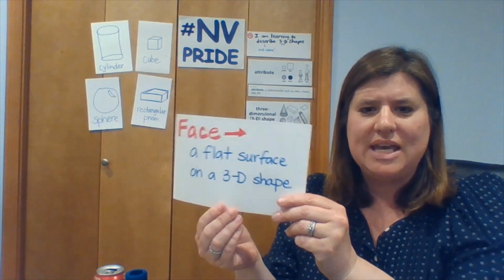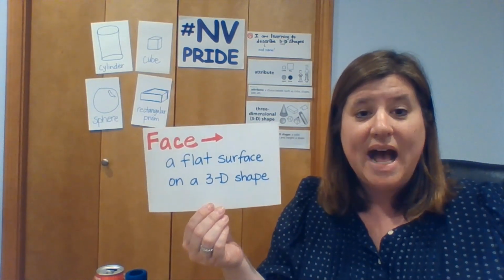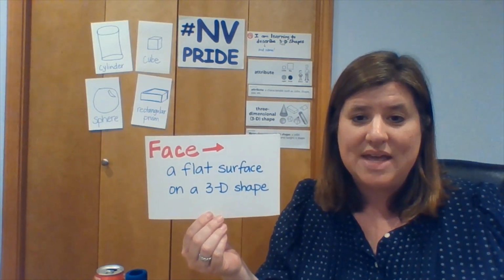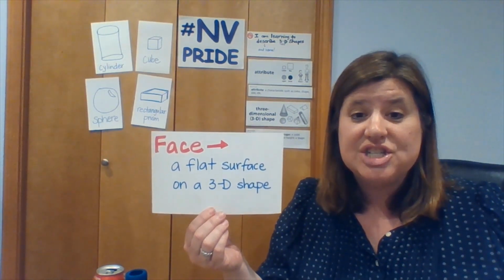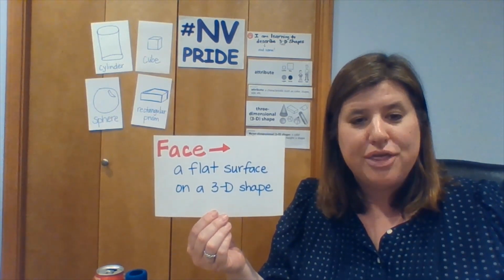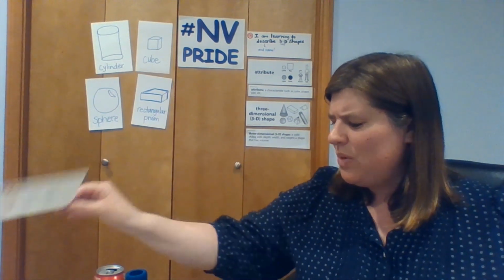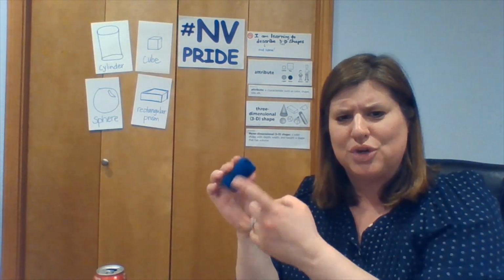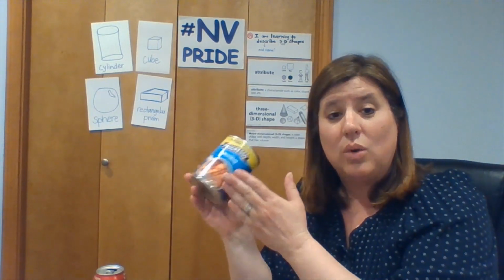Now, I just used a math vocabulary word. I used the word face. A face is a special way that mathematicians describe a flat surface on a 3D shape. Remember when I was talking about the two circles on the cylinders? Those are what we call the circle faces, or the flat side of the cylinder.